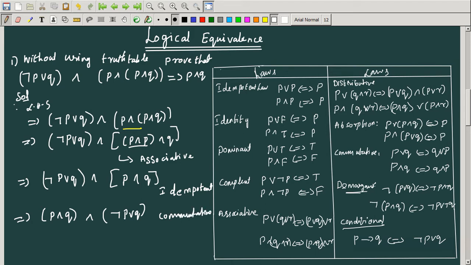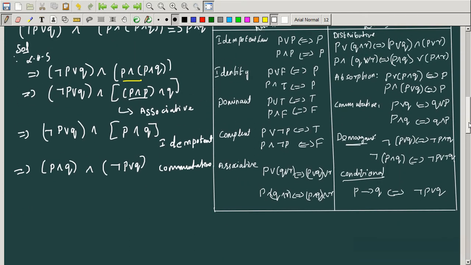After applying the commutative law, what am I going to do? I'm going to apply this. See, the law is here. That's why I have given the laws. Where is the commutative law? You just check: the commutative law says P or Q means we can write Q or P.